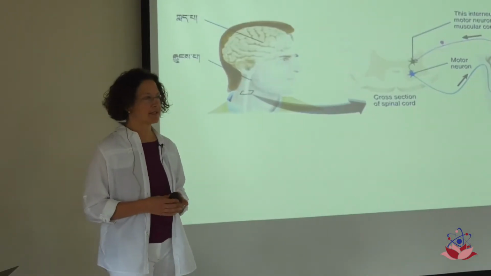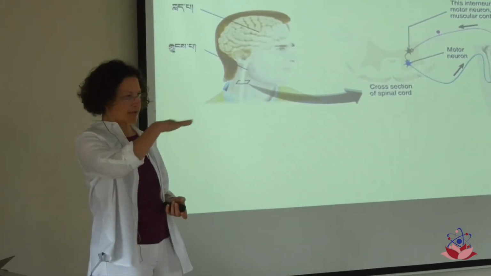So where do you think the cell bodies are in the spinal cord? This is a cross section, like.